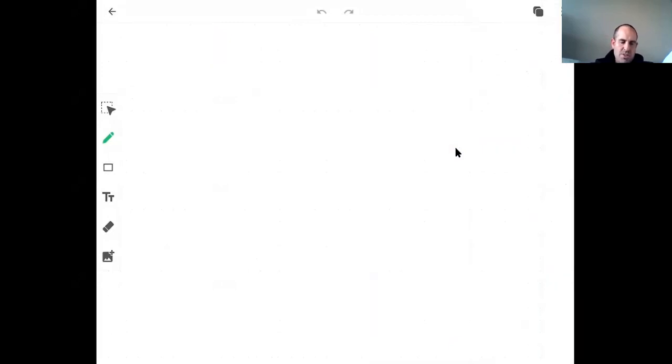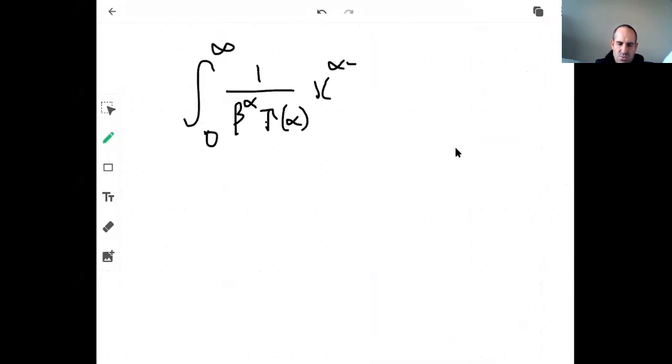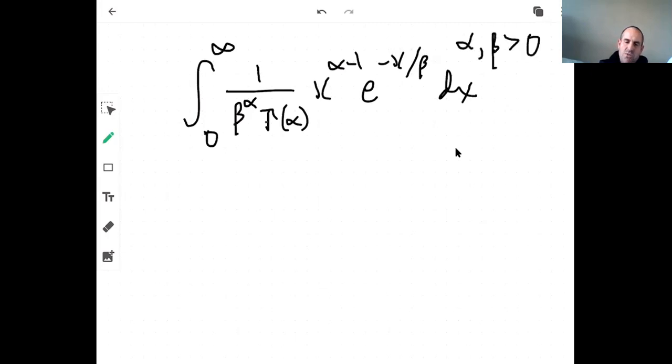So I want to compute the integral from 0 to infinity of 1 over beta to the alpha, gamma of alpha, x to the alpha minus 1, e to the minus x over beta dx. I want to integrate this, and I want to show that this thing is indeed a distribution, that it integrates to 1. Again, alpha is bigger than 0, and so is beta. Alpha and beta are both bigger than 0. That's the requirement here.